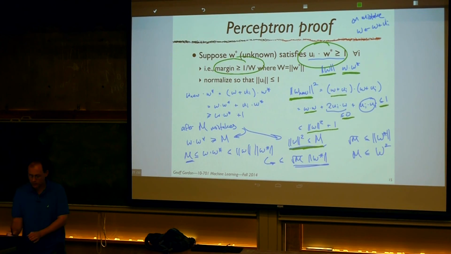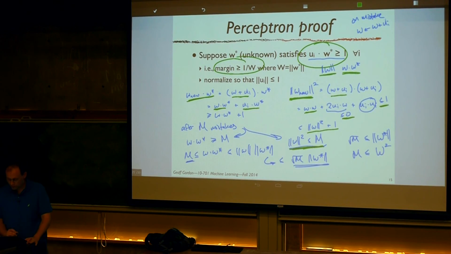So the other part. Now let's analyze the product between the weight vector and W star. For the new weight vector dot W star, again, let's suppose that we made a mistake. So the new weight vector is just the old weight vector plus UI, dotted with W star. You distribute, so you get the old value of W dot W star plus UI dot W star, right?